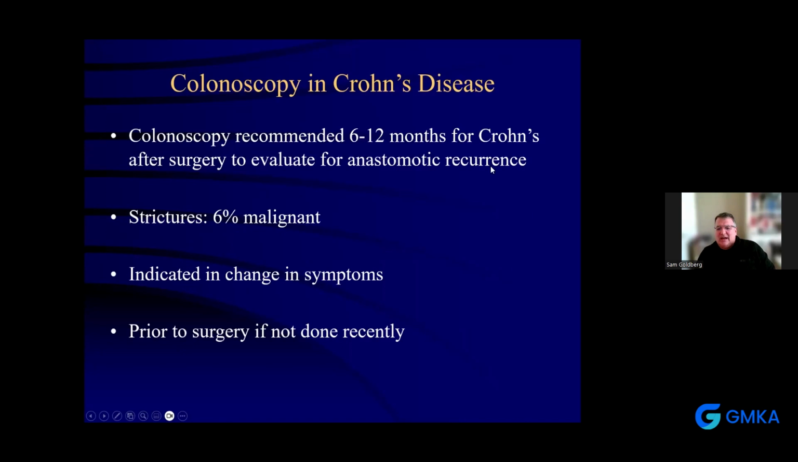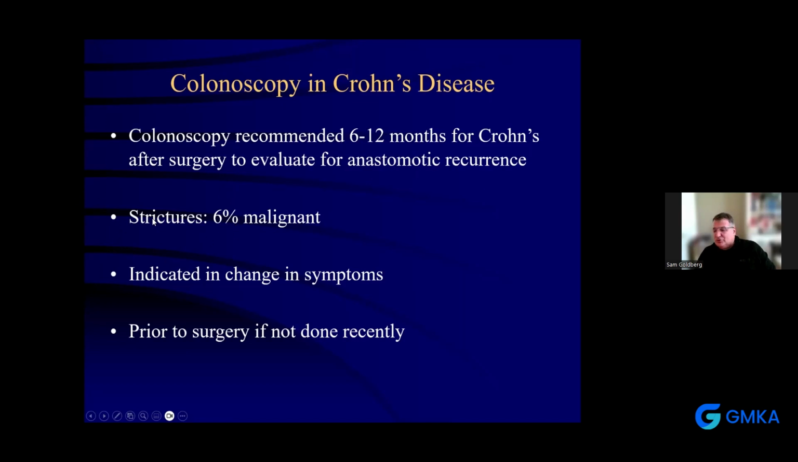So when do you do colonoscopy in somebody who has Crohn's disease? Generally, it's recommended every 6 to 12 months for Crohn's disease, and also after somebody has had surgery to look for anastomotic recurrence. In Crohn's disease, 6% of strictures will be malignant.